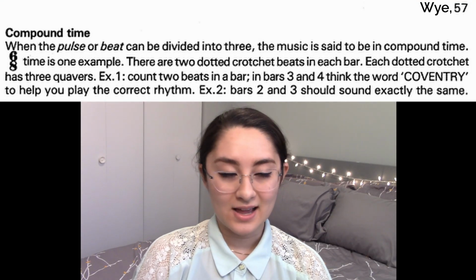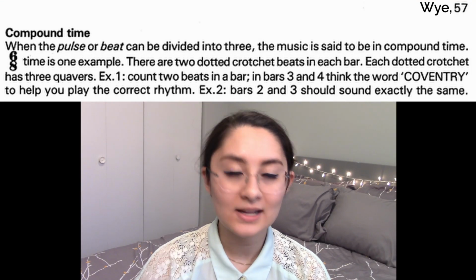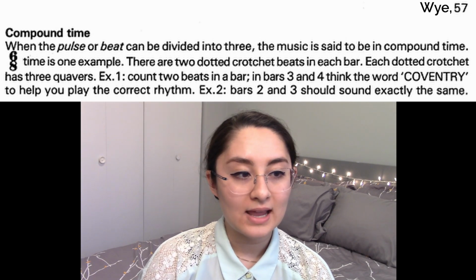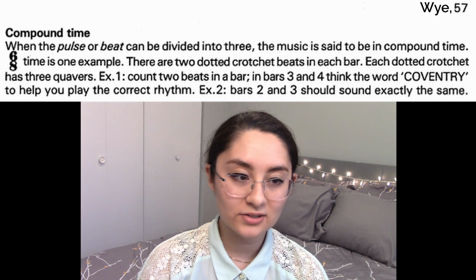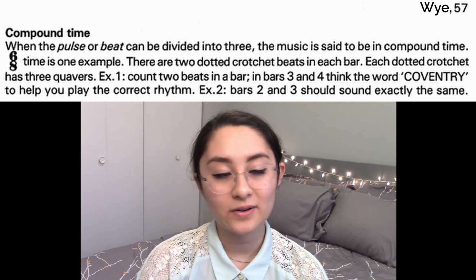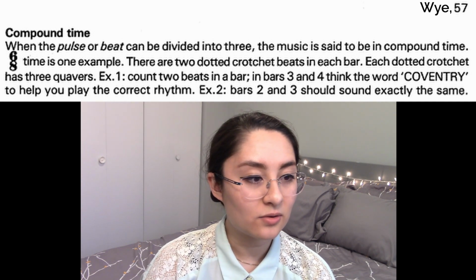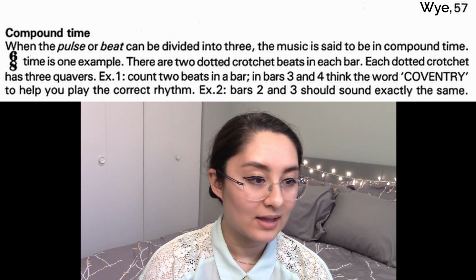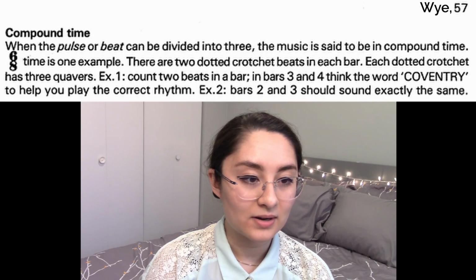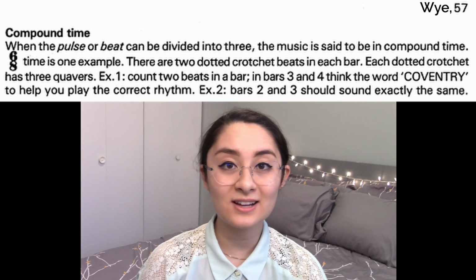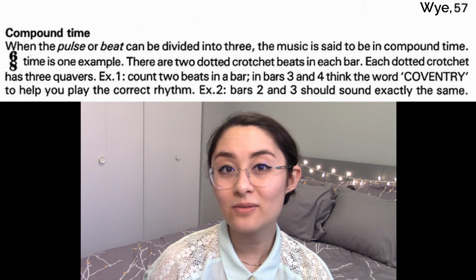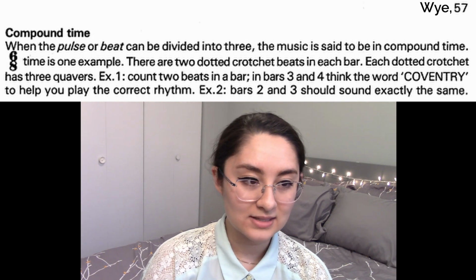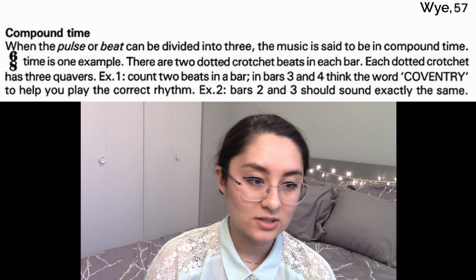Compound time. When the pulse or beat can be divided into 3, the music is said to be in compound time. 6/8 time is one example. There are 2 dotted crochets or quarter notes in each bar. Each dotted quarter note has 3 quavers or eighth notes. Example 1. Count 2 beats in a bar. In bars 3 and 4, think the word Coventry, or anything with 3 syllables like strawberry, to help you play the correct rhythm. Bars 2 and 3 should sound exactly the same.